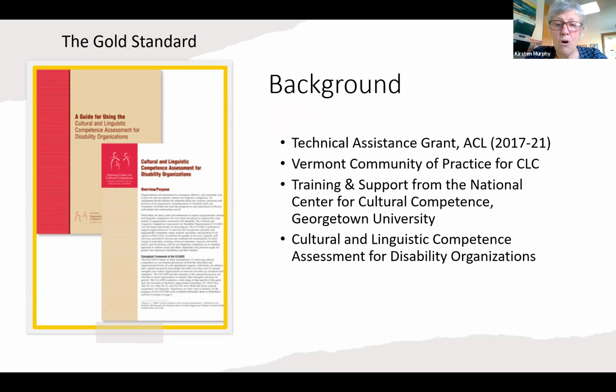So at my very first training session down at Georgetown, I learned about this very sophisticated tool that the folks at Georgetown had created. Their cultural and linguistic competence assessment for disability organizations. You see a little picture of it there with the guideline. There's a separate set of guidelines. And I thought, okay, well, here's a great way to take an inventory of our organization. So I picked that up and I looked through it and I began to get myself ready to try that out.